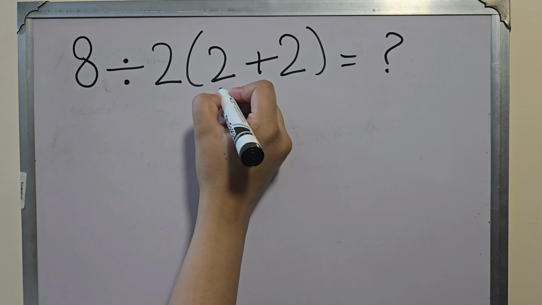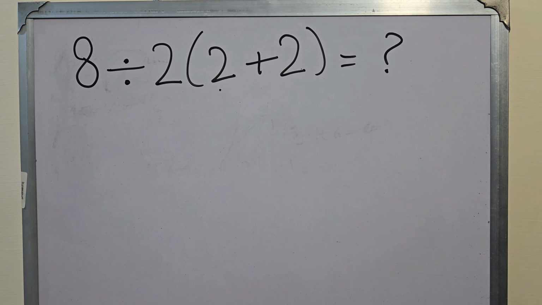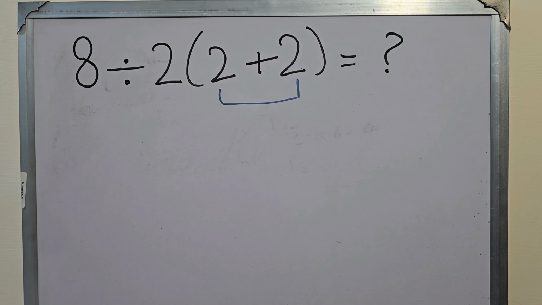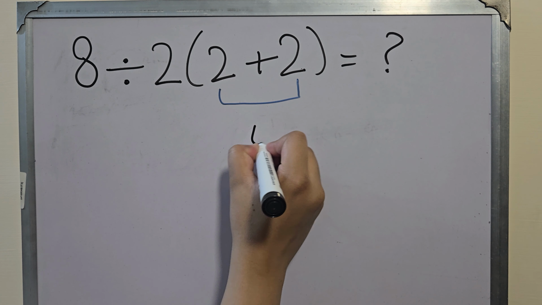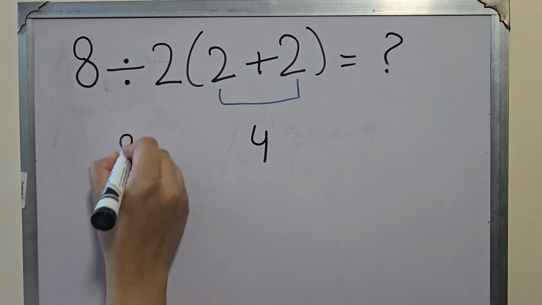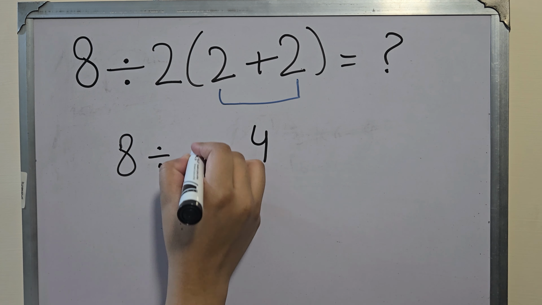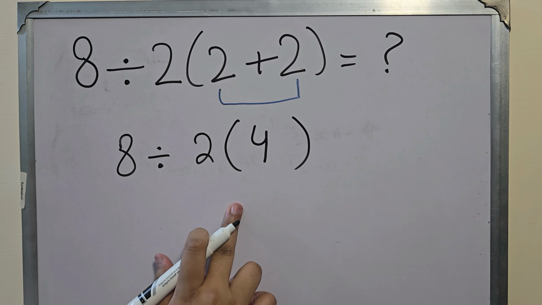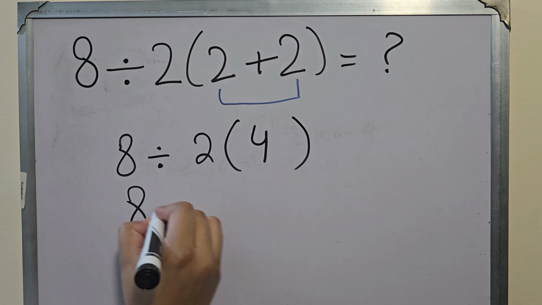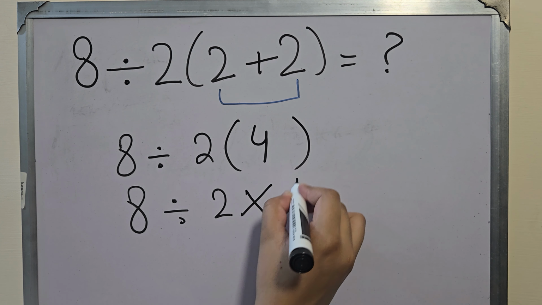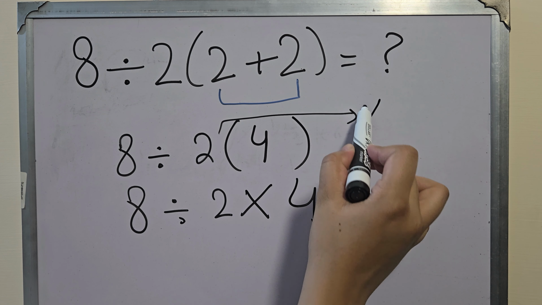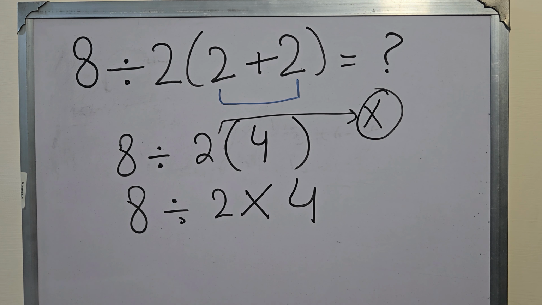Now if we solve this equation starting from the parentheses, we are solving what's inside the parentheses, which is 2 + 2, which comes to 4. Now the equation becomes 8 divided by 2(4). Now 2 and the parentheses have no operator in between them. It means there is a hidden multiplication of 2 and 4. So we will do its multiplication. So the equation becomes 8 divided by 2 multiplied by 4.